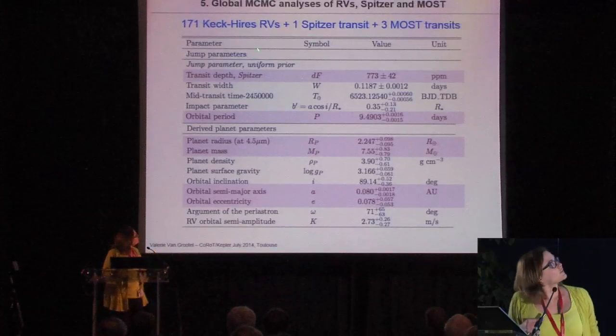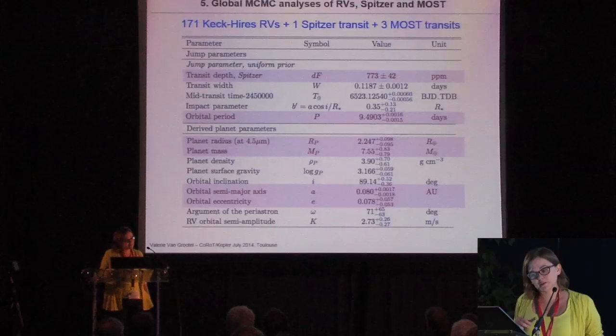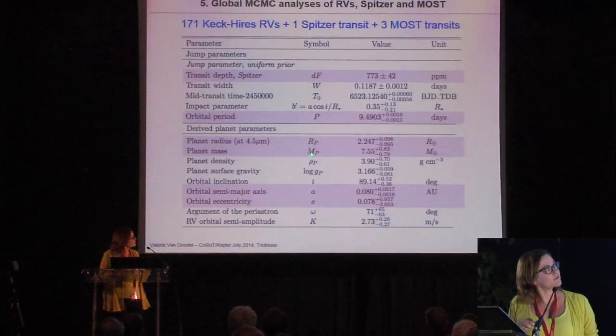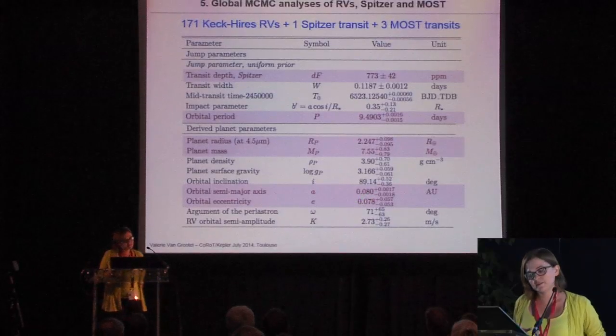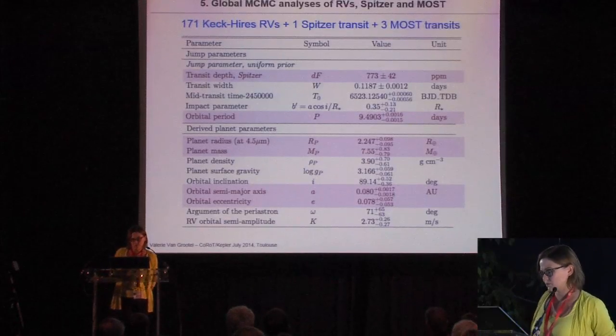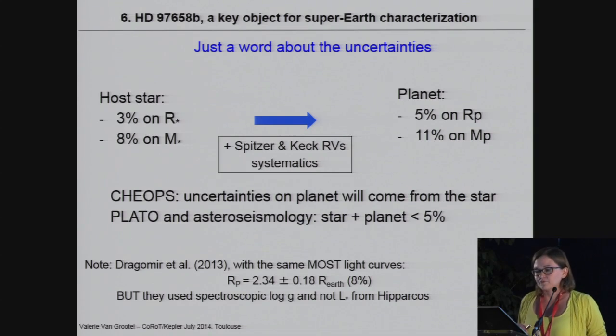And so here are the jump parameters, so transit depth and orbital period. And from that we can derive the planet and also stellar parameters: the mass, the radius, the radius at Spitzer wavelength, but also in the visible. The semi-major axis, it's a quite close-in planet, and a small eccentricity, as is the case for most super-Earth planets. Just a word about the uncertainties.